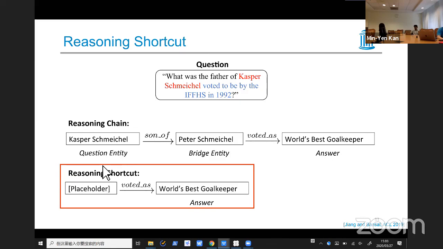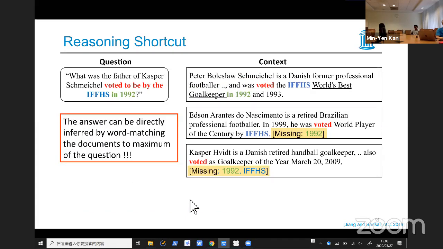So this paper actually proposed a concept of reasoning shortcut. So the model may not do this kind of reasoning chain. It may just still do some pattern matching to directly find the answer. So I will show an example here.